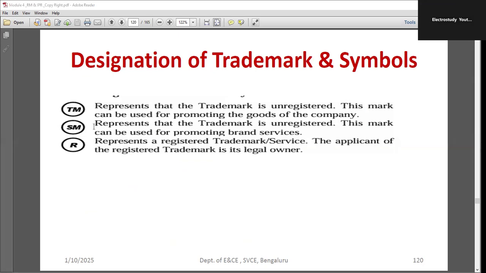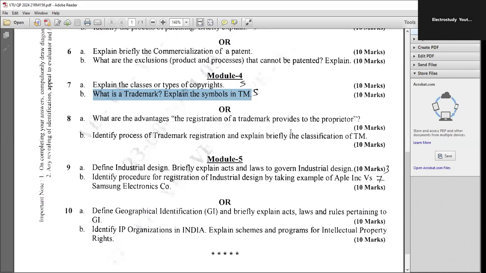Now, what are the advantages? The registering of trademark provides the proprietor benefits. That means your brand will be treated as a reputed brand. That's why we go for trademark registration. You have to elaborate it properly. That will be carrying 10 marks. Identify the process of trademark registration and explain briefly the classification of trademark.